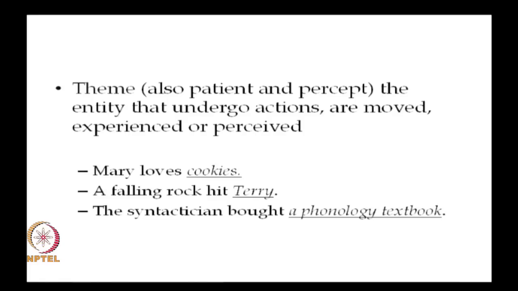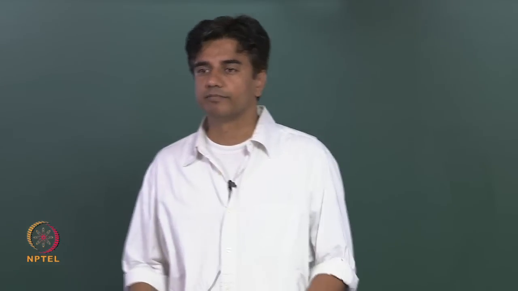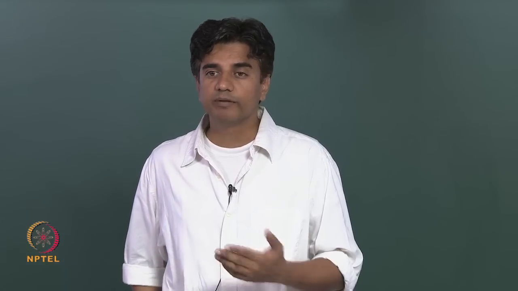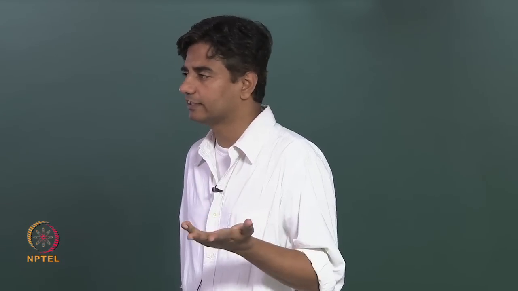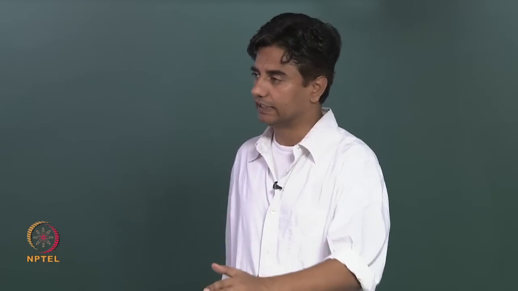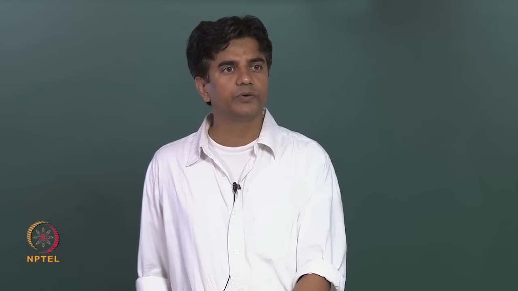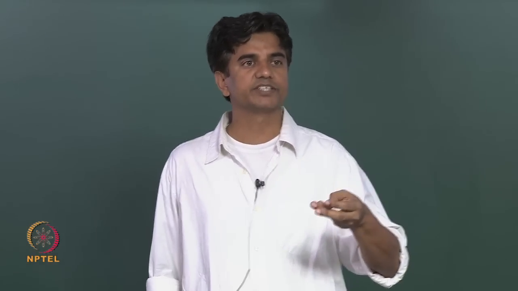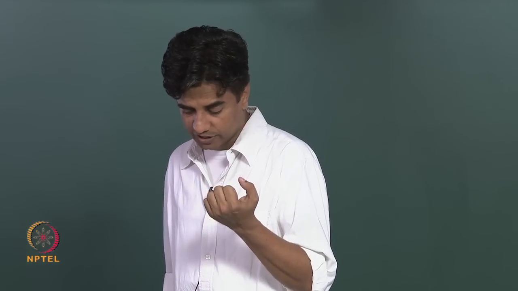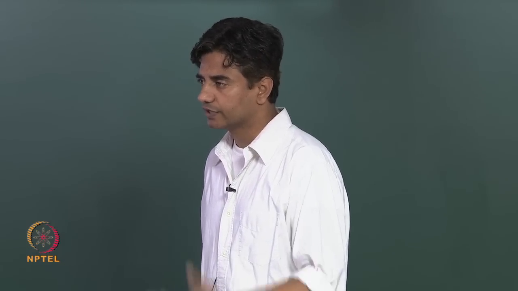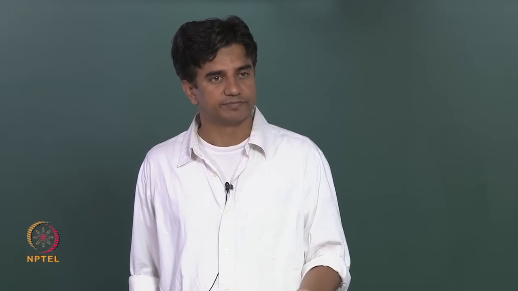The syntactician bought a phonology textbook, or we can take any sentence with the predicate buy. I bought a car. When I am buying a car, the complement car is neither an agent nor an experiencer. Nothing happens to that. It remains dormant in the argument structure, and therefore we call it a theme. Please know that these words like agent, patient, experiencer, theme are words coined depending on their roles. So there is nothing technical about these names. What is technical is which one gets assigned to which NP.